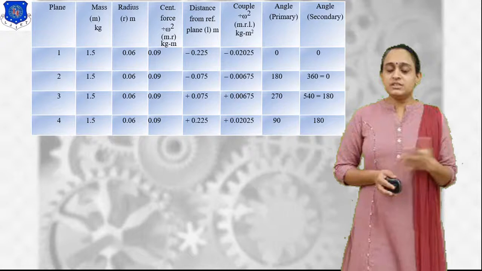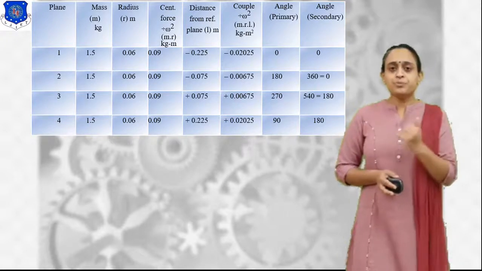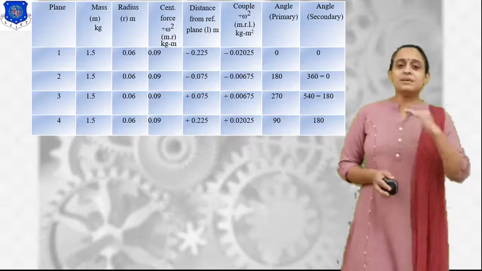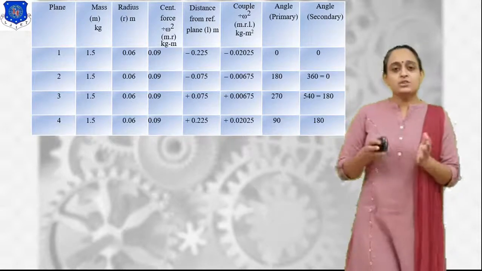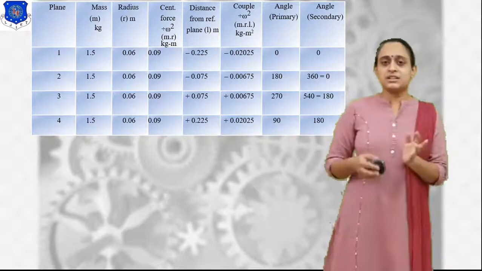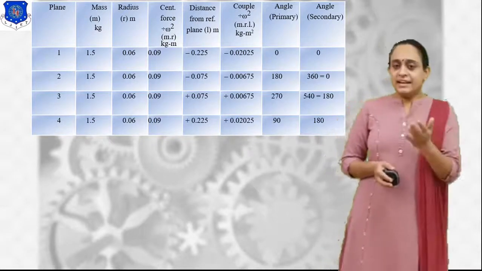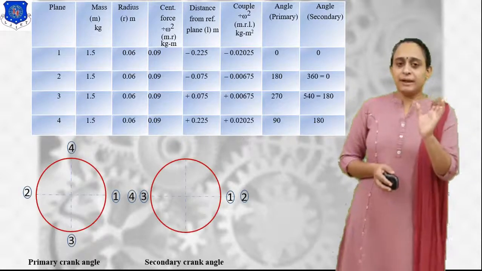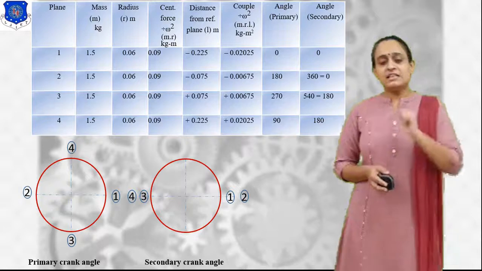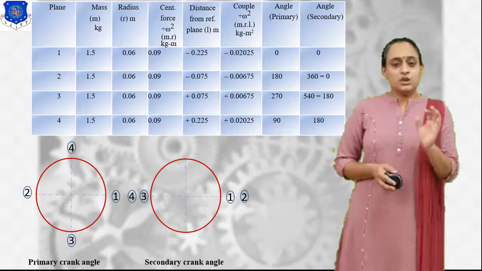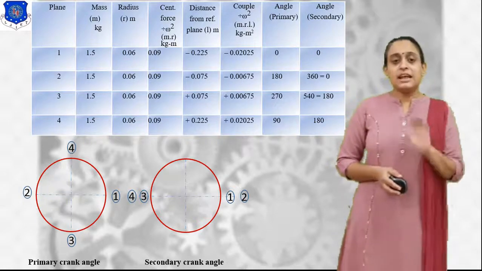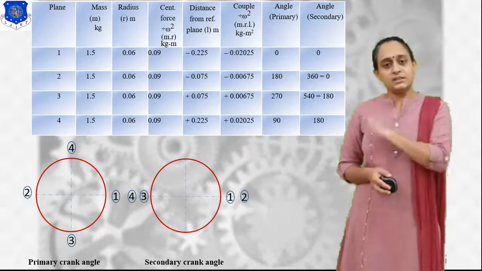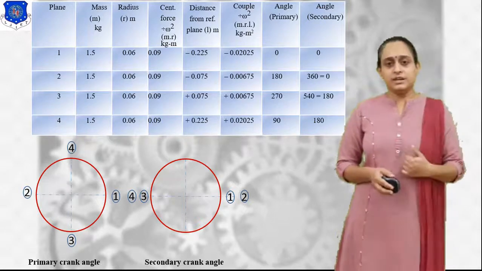Now secondary, which is 2 theta. So we write 0; 180 multiplied by 2 is 360, which is also 0; 270 multiplied by 2 is 540, which converted into 0 to 360 gives 180; and 90 multiplied by 2 is 180. So here we have the primary crank position and the secondary crank angle position. Let us draw the primary and secondary crank angle positions for 1, 4, 2, 3. Here 1 and 2 are at 0, and 3 and 4 are at 180 degrees.